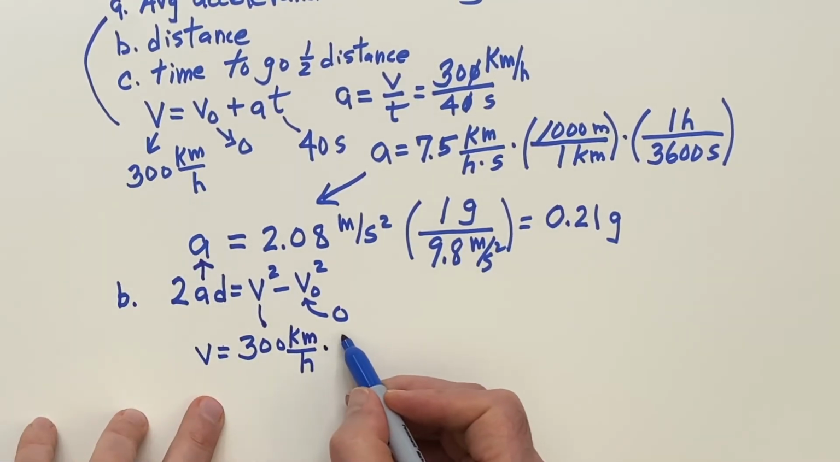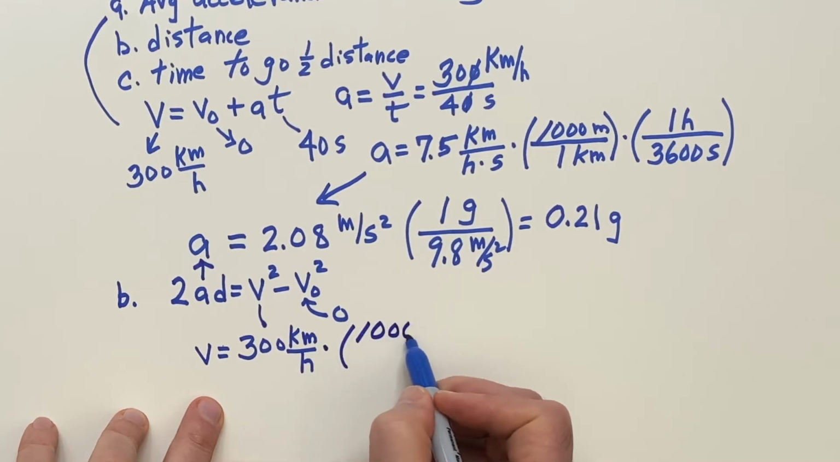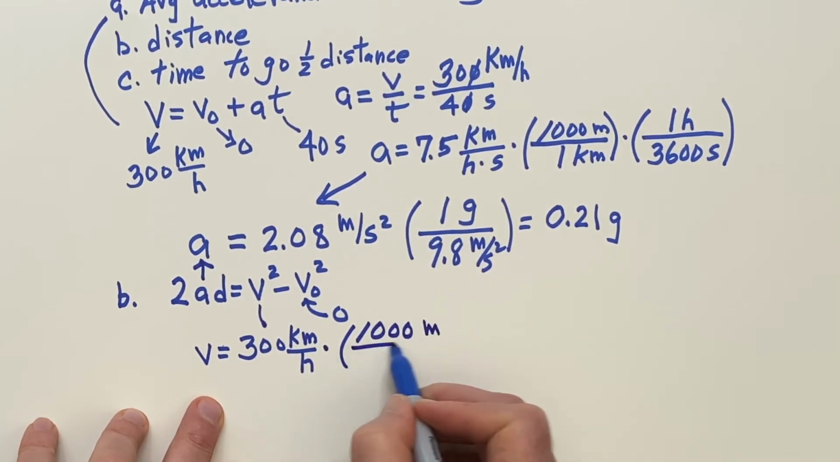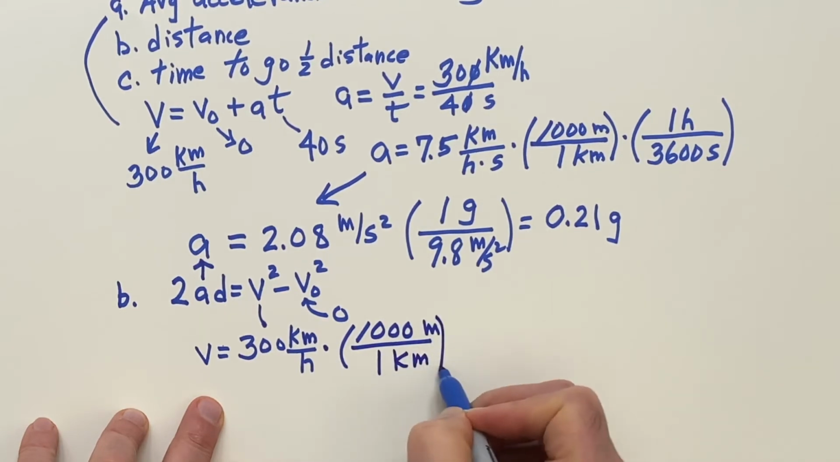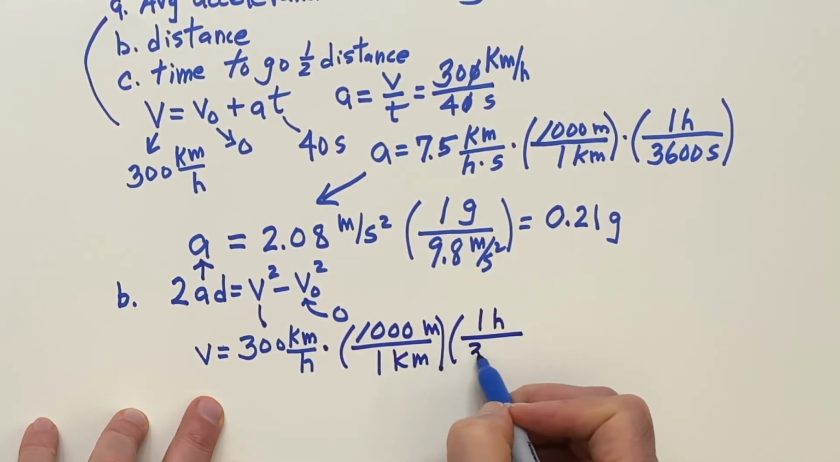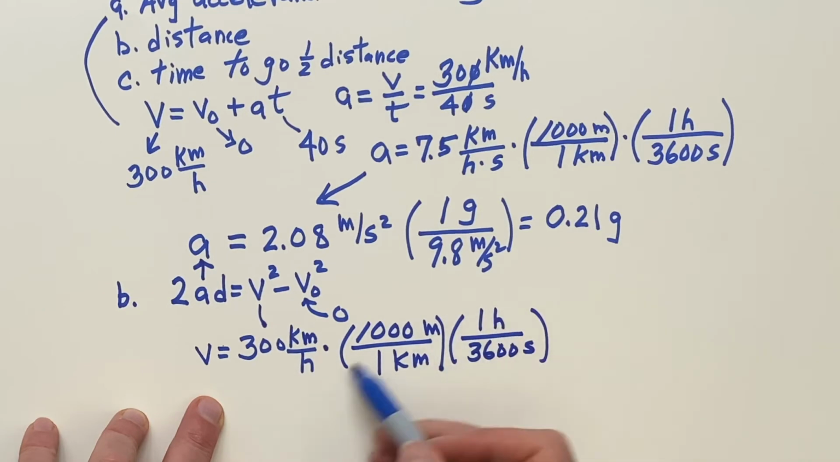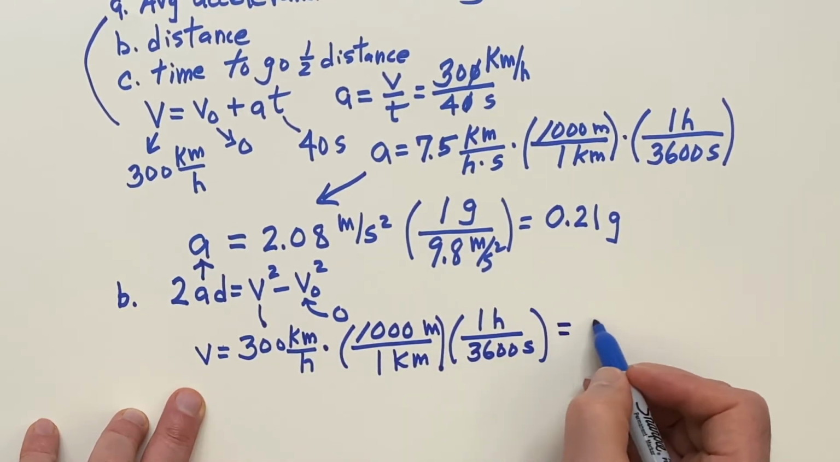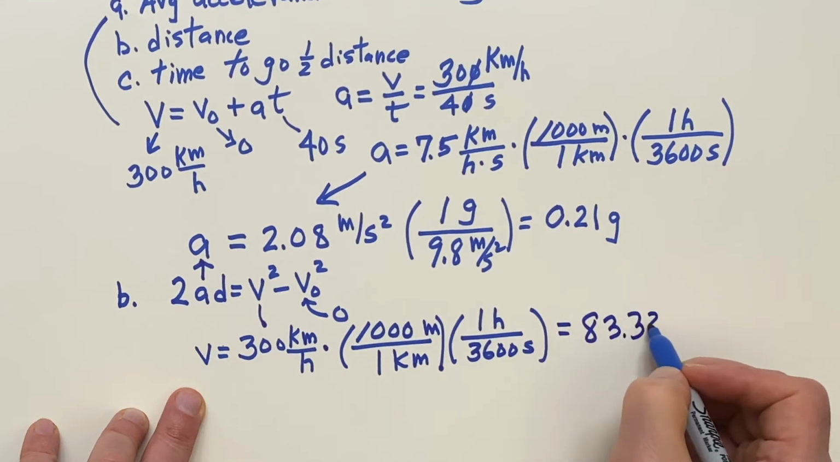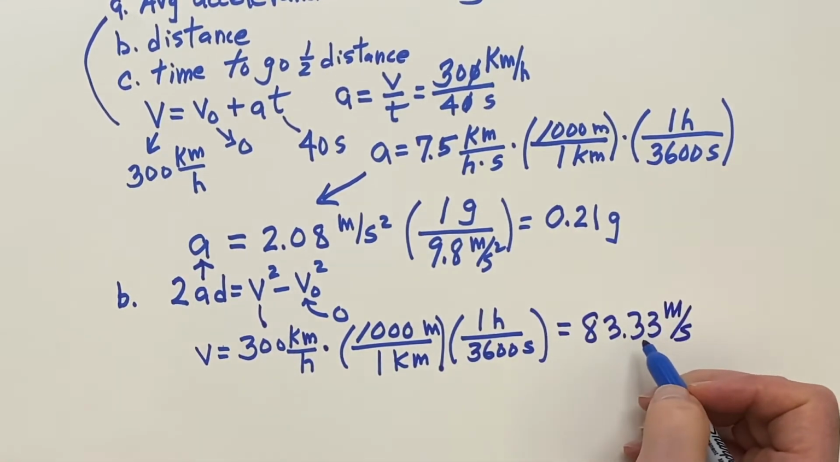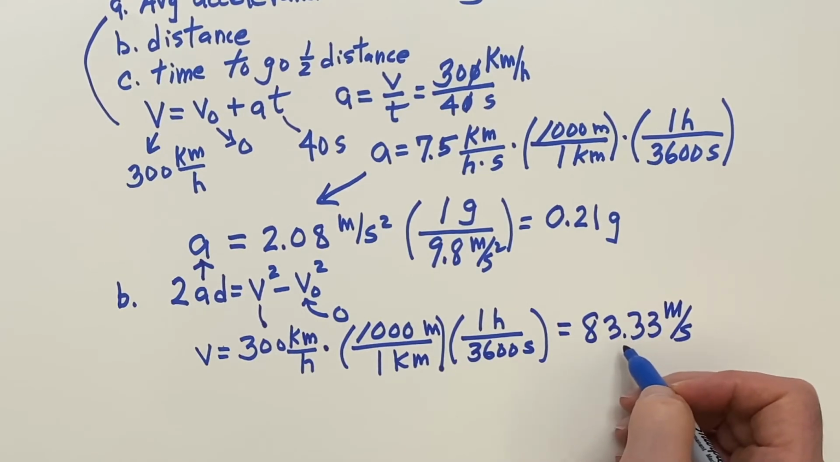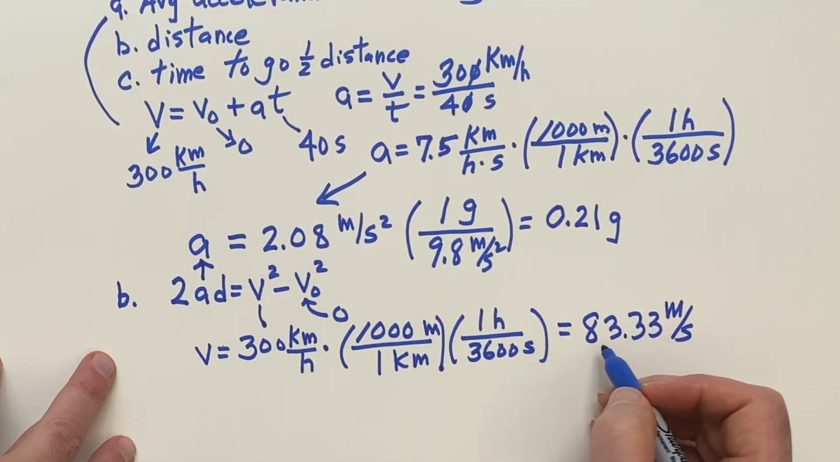So if we convert this, we have the same thing again, the 1,000 meters per kilometer, and then we have the 1 hour for the 3,600 seconds. So the kilometers cancel, you get meters, and then the hours cancel, you get seconds. And when you do that, you get 83.33 meters per second. Notice I keep more significant figures, because I'm going to round off at the end. So I don't want to round my answer away with all these steps. So that's what we're going to do, keep those.